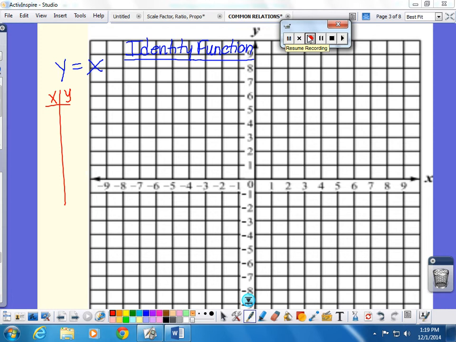Okay, this is the identity function. And I know you guys remember making an XY table to graph with. So if I just picked some very simple x's, and if the equation tells us that y equals x, if x is -3, what's y? -3. They're equal. And the same thing will be true with all these numbers: if x is equal to y.